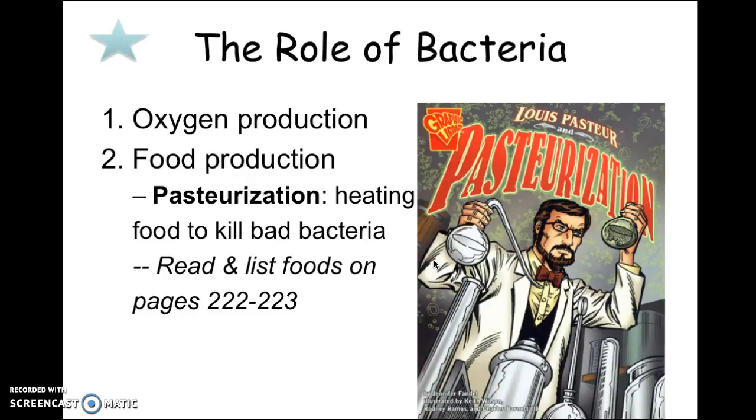Bacteria also play an important role in food production. First, we of course want to get rid of the bad bacteria in a process called pasteurization. So maybe you've heard of pasteurized milk. Pasteurized food has been heated to kill off the bad bacteria. However, there are actually bacteria that play a very positive role in many of our foods. If you go to pages 222 and 223, you can find and list a few of the foods that we use bacteria for. Pause the video while you do that.